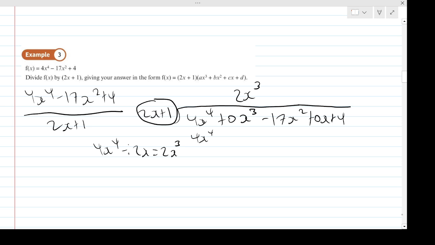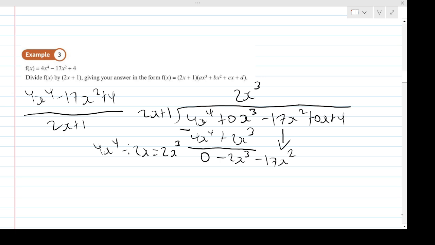4x to the 4, right? And then 2x cubed times 1 is just 2x cubed. So add 2x cubed, okay? There we are. So then I'm going to take away these two equations together. So 4x to the 4, take away 4x to the 4, firstly. That'd be 0x to the 4, which is just 0. Then I have 0x cubed, take away 2x cubed, well that would just be minus 2x cubed. There we are, okay. But then I need to include the next term, so minus 17x squared, so I'm going to bring that down there, and then we'll repeat the same thing.